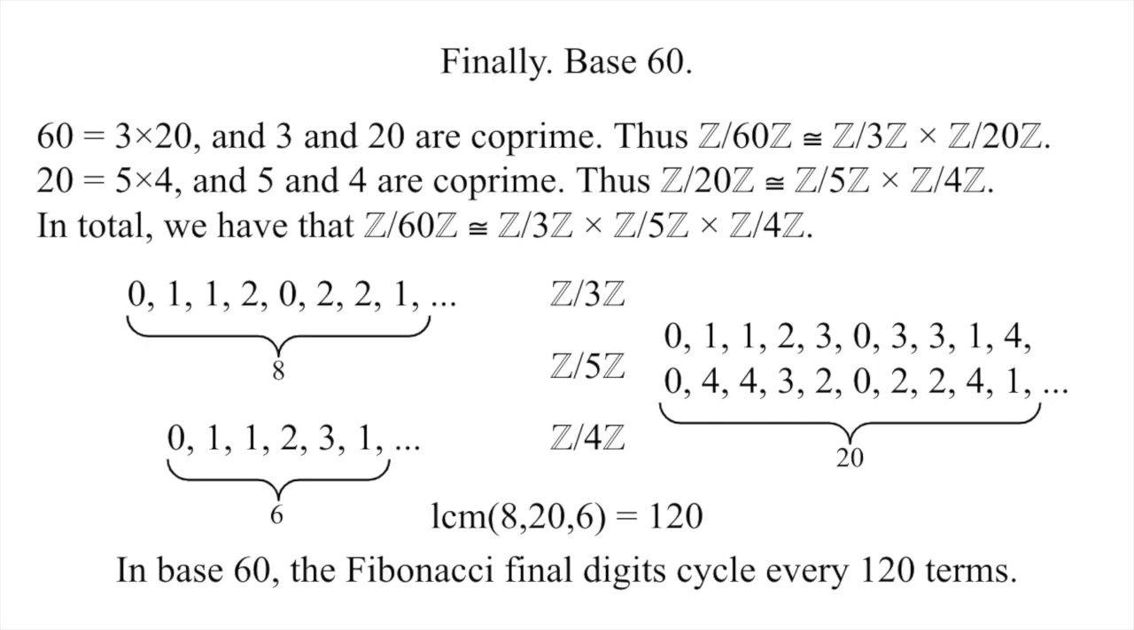Let's take a moment to step back and appreciate that we managed to figure this out without converting any numbers into base 60, and without calculating out 120 terms of the Fibonacci sequence. In doing so, we have solved part of our final mystery. But if you'll remember, we did have one more question. What if we keep going? Let's try the same thing in base 120.